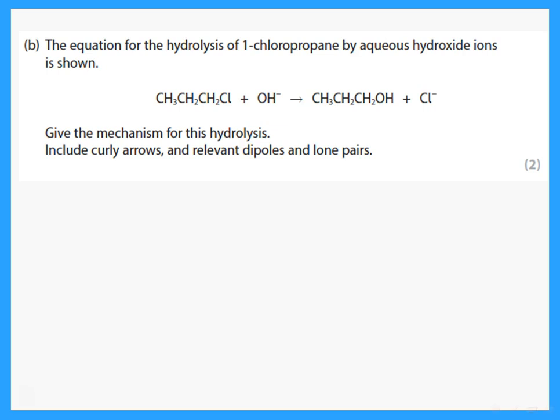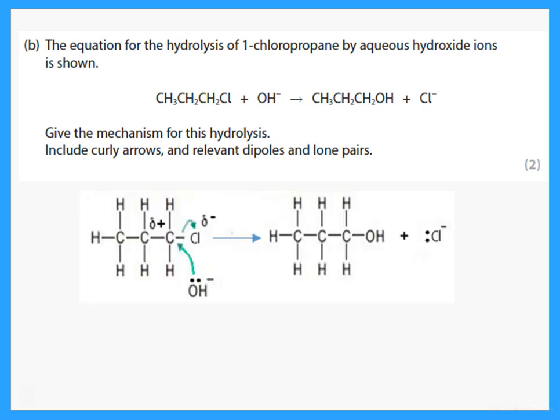The equation for hydrolysis of 1-chloropropane by aqueous hydroxide ions is shown. Give the mechanism for this reaction. Okay. Mechanisms should involve curly arrows, dipoles, lone pairs. So this is basically the mechanism for a nucleophilic substitution. Can you see that? I am trying to replace the Cl with an OH. So we draw it out.